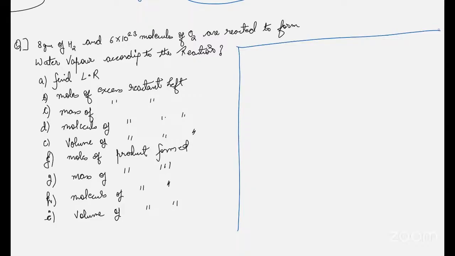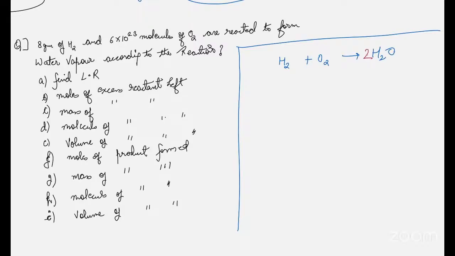Now the question is, if I first make the reaction, it will be H2 plus O2 gives H2O. Got that? Now we have to balance this. So how will you balance this? Like 2 will come here. First we will balance the hydrogen. No, first we will balance the oxygen. So oxygen, we have to make 2.